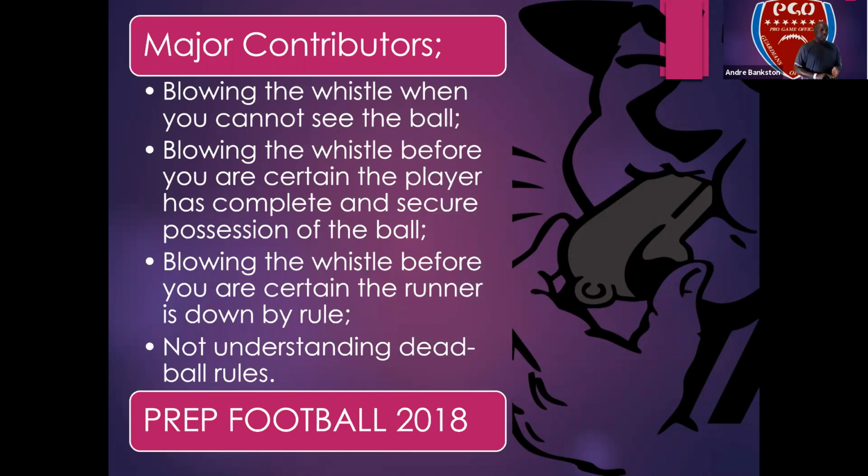Say the ball is over here, official over here, you see the back of the player. If you think he has the ball, but the ball is actually loose right in front of him, and you're blowing your whistle, the referee or the other wing official may have a better view of it. You're blowing the whistle while the ball is still loose because you think they have possession of it. Blowing the whistle before you are certain the runner is down by rule.